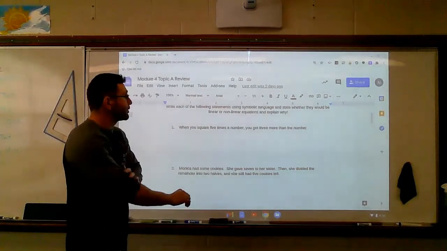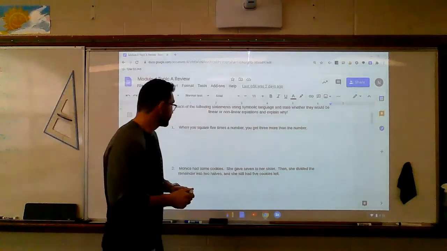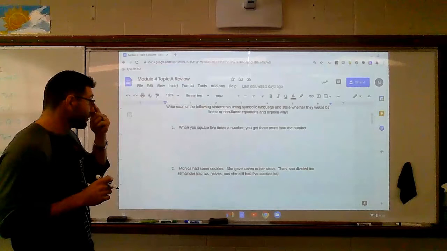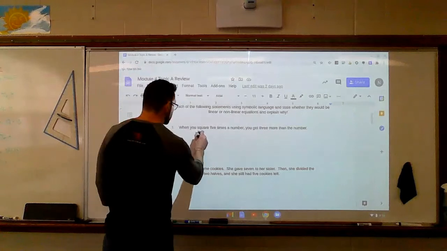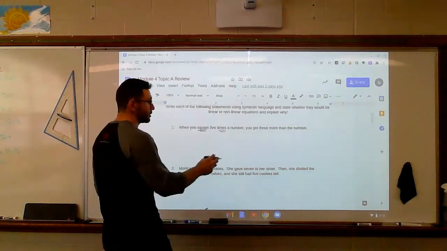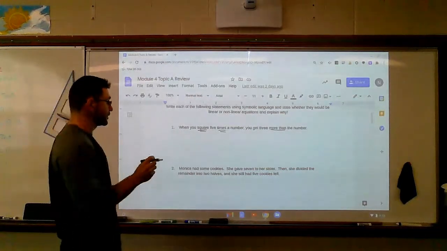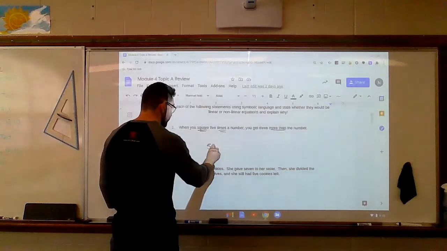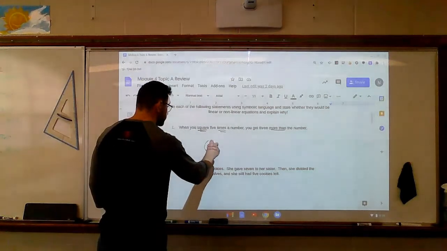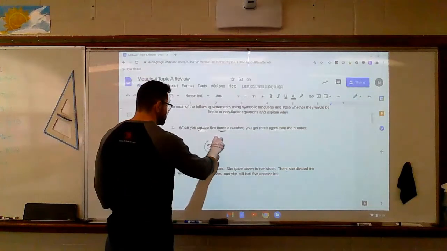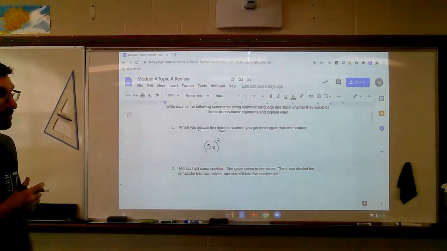So, write each of the following statements using symbolic language and state whether they would be linear or nonlinear equations and explain why. So first off, you should know some of the words that you need as far as word problems. So square is a keyword, times is a keyword, and more than is a keyword. So when you square 5 times a number, first off, we need 5 times a number. 5 times x is 5 times a number. To square that, we put it in parentheses. And squaring it means to the second power. This is 5 times the number squared, or squaring 5 times the number.